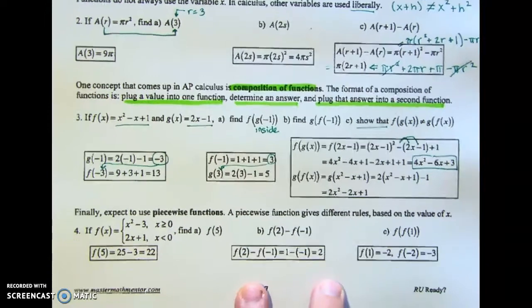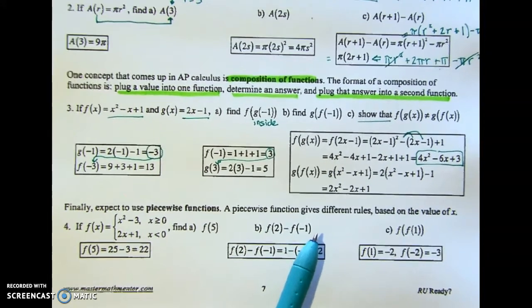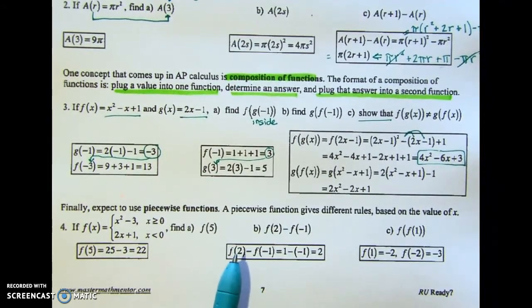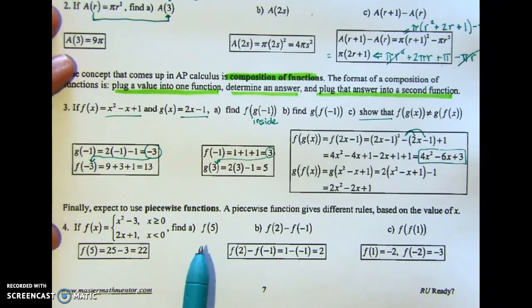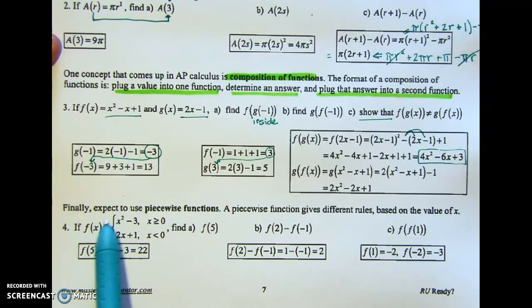Finally, expect to use piecewise functions. A piecewise function gives different rules based on the value of x. Okay, so for part A, you're supposed to find f of 5, and you have to decide, is 5 greater than 0 or is 5 less than 0? Since 5, so you don't start on the left. You know, usually we read left to right. We start on the right side. 5 is greater than 0, so we're going to only plug it into here. 5 squared minus 3. You can't plug it into this one. This one is only for values less than 0.